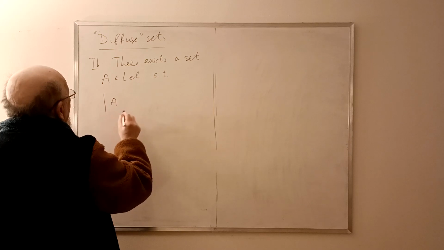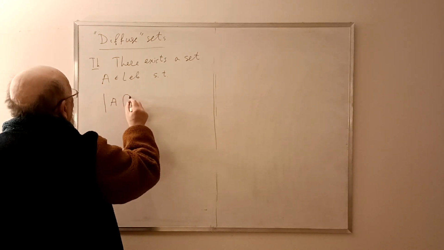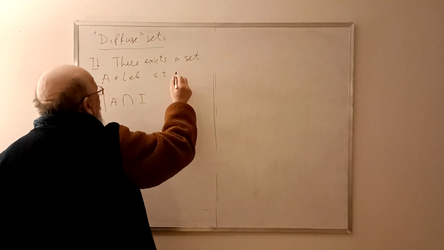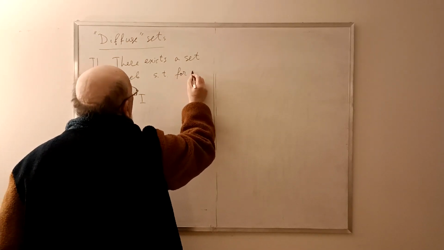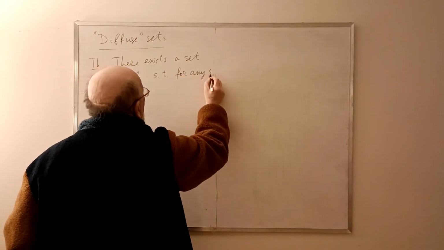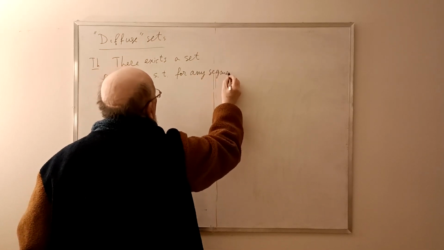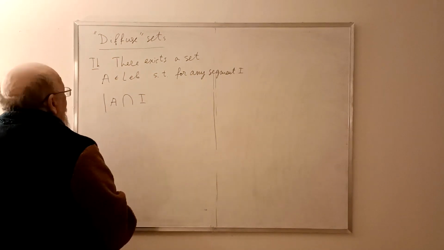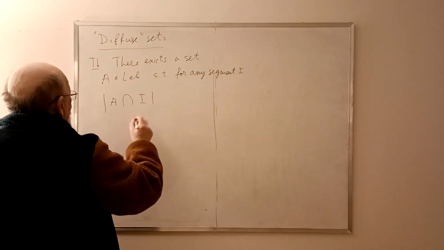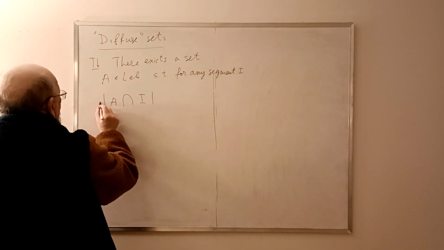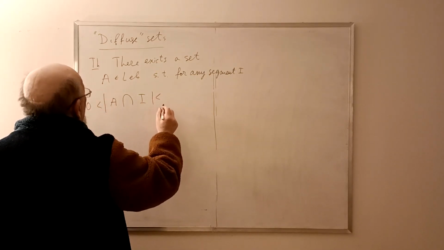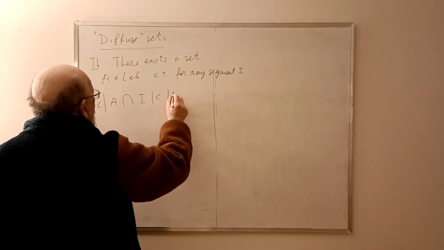if you take A intersected with any segment I, for any segment I, the measure is first positive and second less than the length of I.